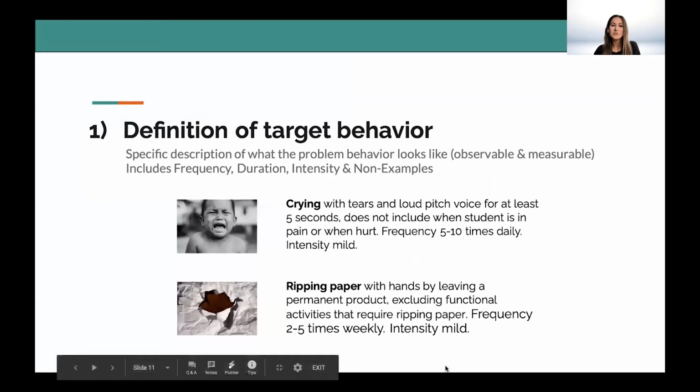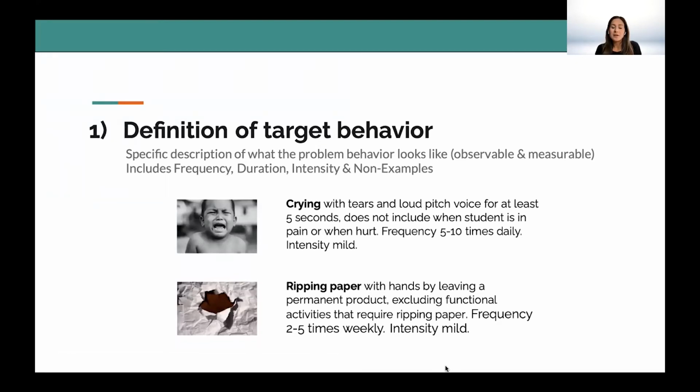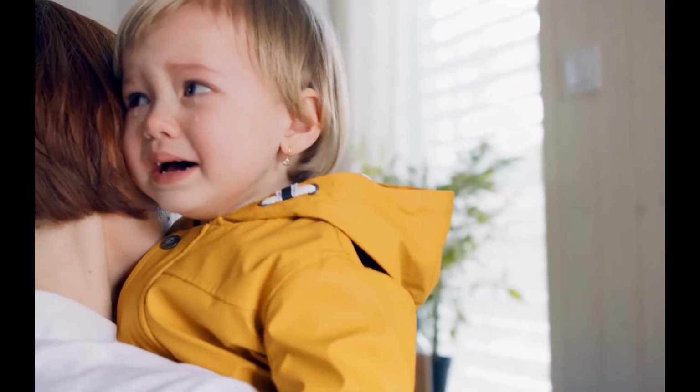All right, let's review the first component, which is defining the target behavior. Again, this is a specific description of what the problem behavior looks like, so that anyone observing it can actually say that, yes, it did happen, and so it can be measured. It needs to include a frequency, how many times this behavior is happening, the duration, for how long, how intense it is, and also non-examples of that behavior. And so we don't want to just say Johnny is crying or Johnny is ripping paper.